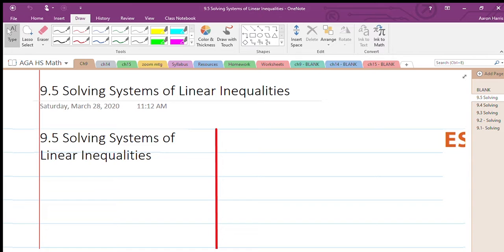Okay, so today we're going to talk about 9.5, solving systems of linear inequalities. There are certain things about inequalities that we have to go over, and we'll jump right into it right now.